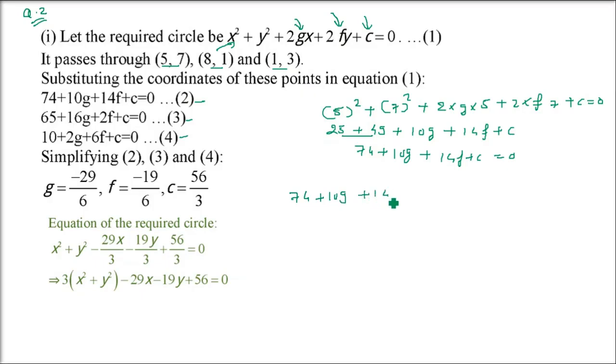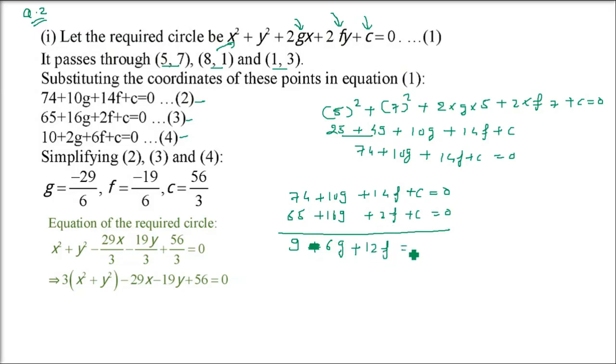We have 74 plus 10g plus 14f plus c equals 0. So you have 65 plus 16g plus 2f plus c equals 0. When I put 5 and 7, the first equation came. When I put 8 and 1, the second equation came. Now subtract these two equations, so c and c get cancelled. 74 minus 65 is 9. 10 minus 16 will be minus 6g. Plus 14 minus 2 is 12f. And c gets cancelled. So this is one of the equations.